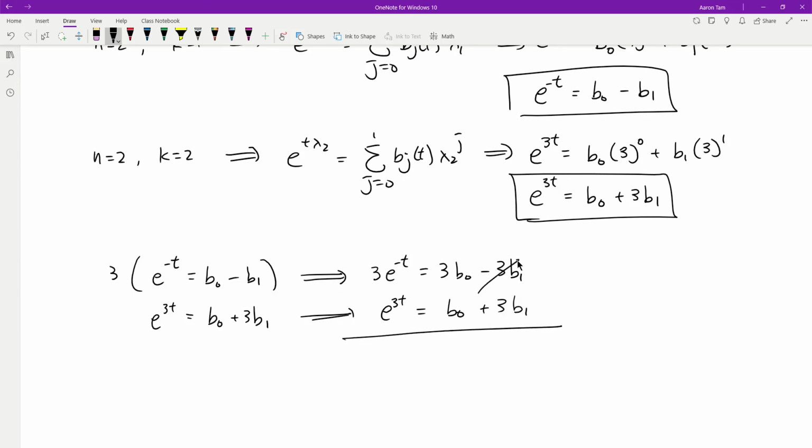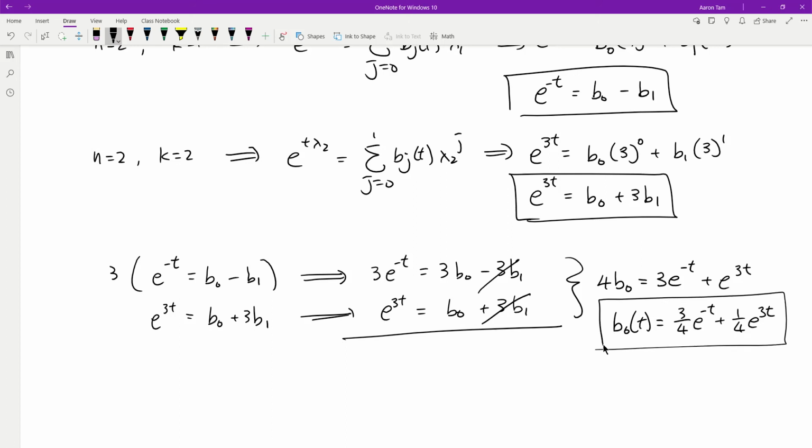And if I now add these two equations together, the 3b sub 1 would cancel out, and therefore combine into 4b sub 0 equal to 3 e to negative t plus e to 3t. And so therefore that tells me that b sub 0 of t would equal 3 over 4 e to negative t plus 1 over 4 e to 3t. Voila, we just found b sub 0.